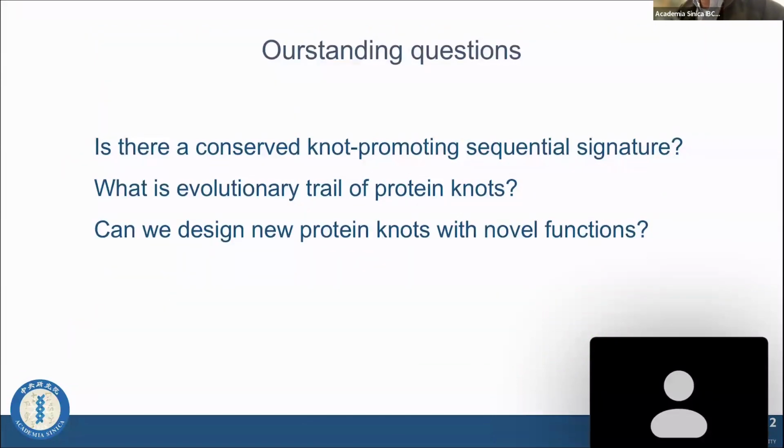So we have some outstanding questions. One is, is there a conserved promoting signature? That's the question that will be addressed by Qijun hopefully in the near future. And what is the evolutionary trail of different protein knots? And what is probably most exciting for us is, can we design new protein knots with novel functions that may help us improve the quality of our lives?